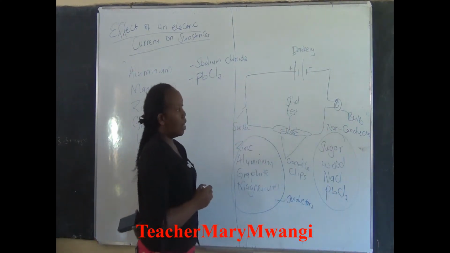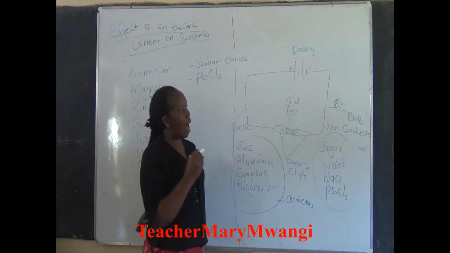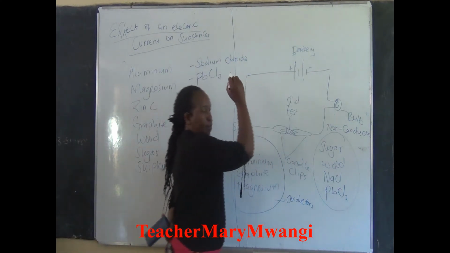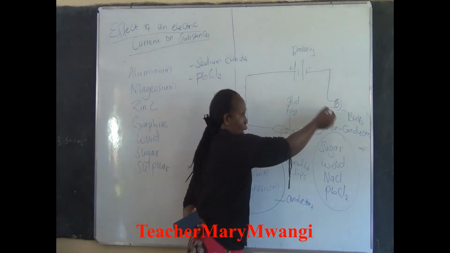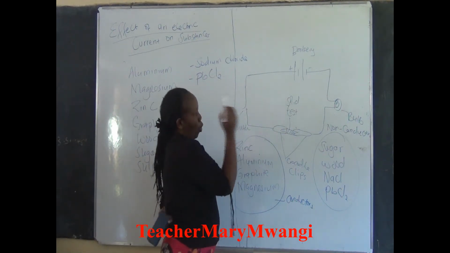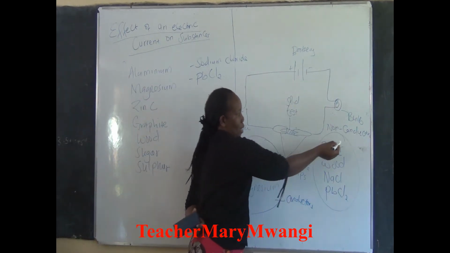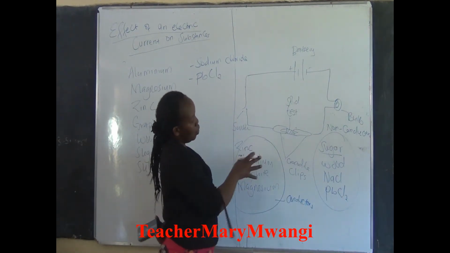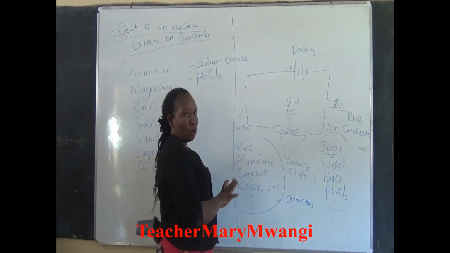Now, this setup is the one that helps us identify or classify substances as conductors and non-conductors. When we close the switch and the bulb lights, that substance we classify as a conductor. When we put a substance like sugar and the bulb does not light, that substance we classify as a non-conductor. So these are the two classifications of solid substances when it comes to electrical conductivity.